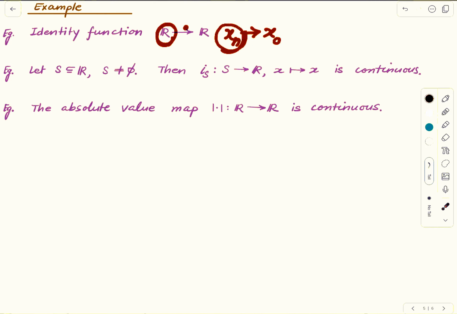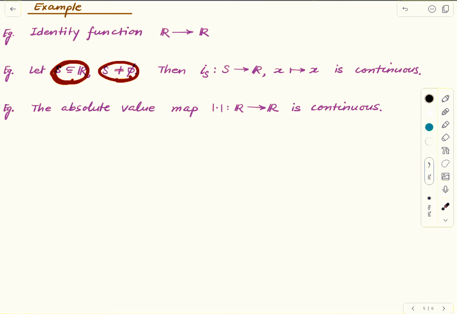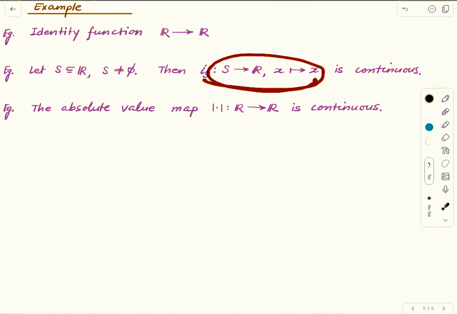the image sequence is the same as the original sequence and the image point is the same as the original point. So tautologically we have this to be true also, and therefore the function is continuous at the point x0. So please make sure you follow the reasoning. The second is that fix any non-empty subset of the reals. Then this inclusion map which takes a point x to x. This is called the inclusion map. This is also continuous. And again, how do you show this?